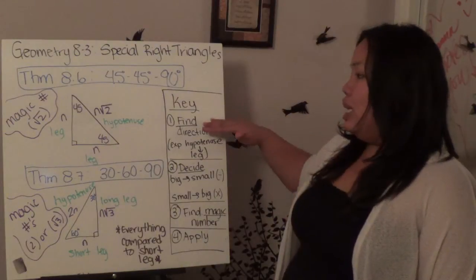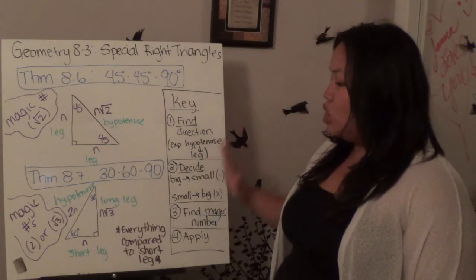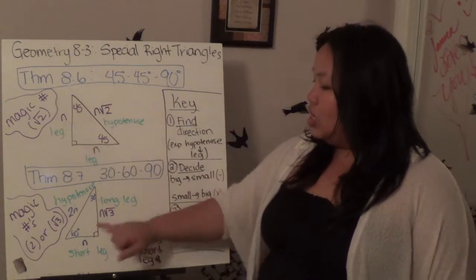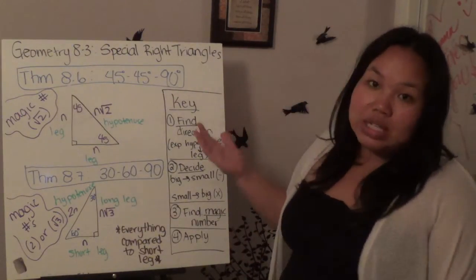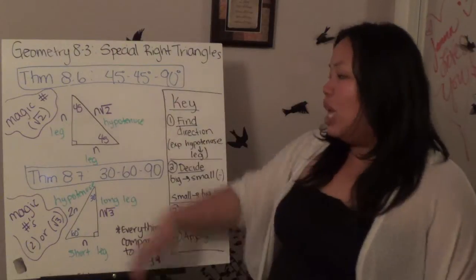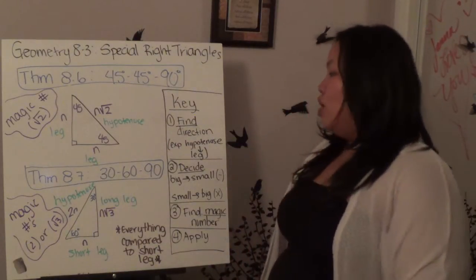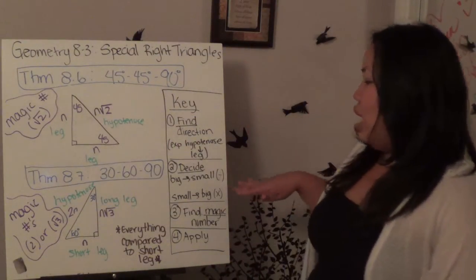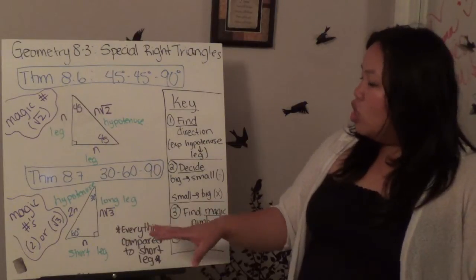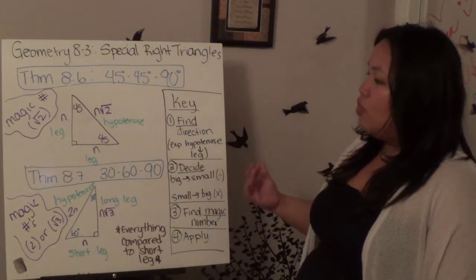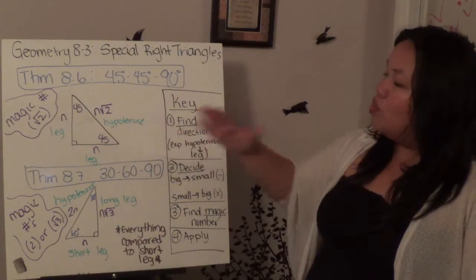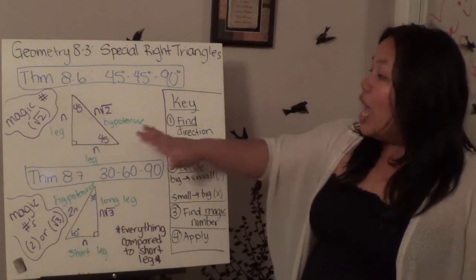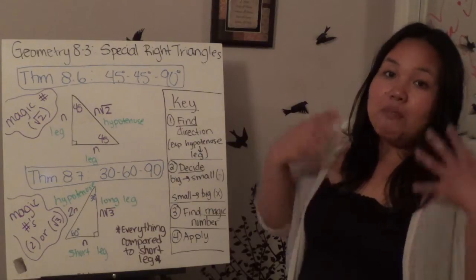So this is the key. This is how you find out the measurements when you find these kinds of triangles. The first thing is to find direction. So basically you're going to decide, am I going from hypotenuse to leg? Am I going from leg to hypotenuse? The next thing is you're going to decide, am I going from bigger to smaller or smaller to bigger? When I say I'm going to, that means I have something and I'm missing something.